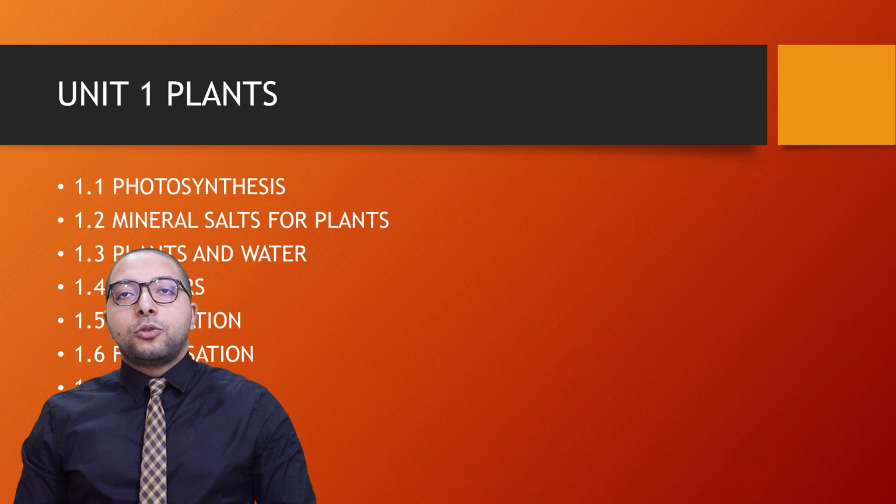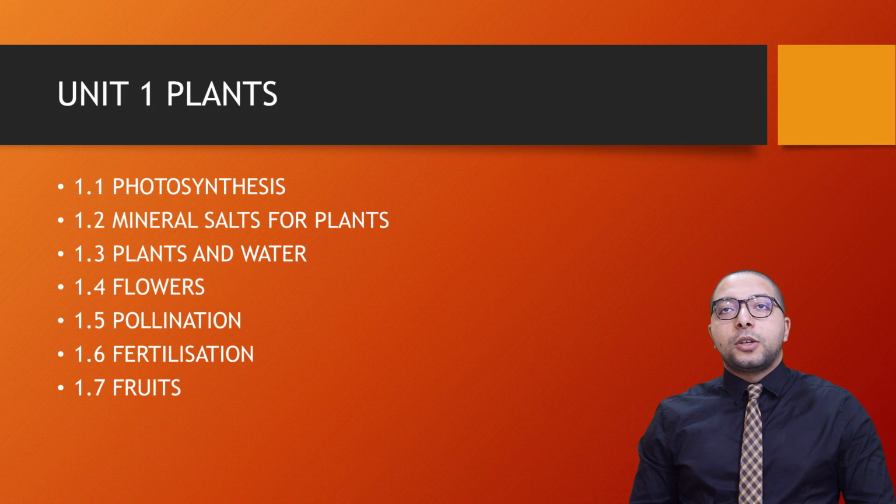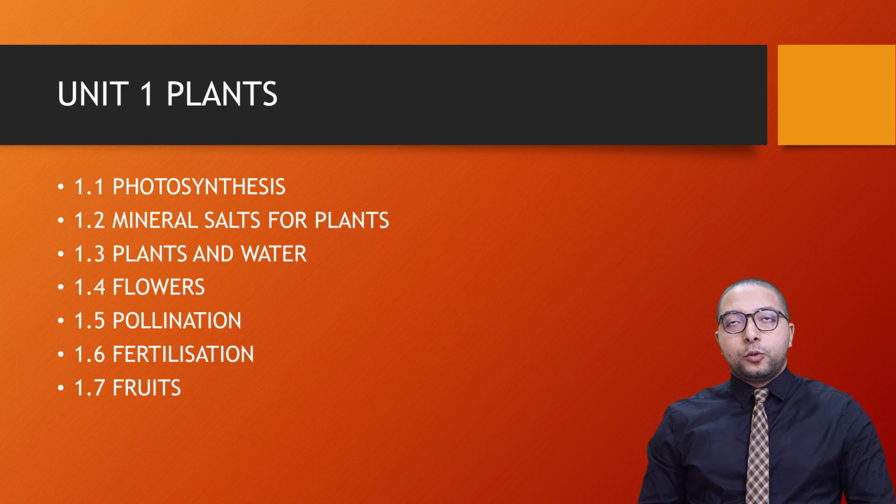Today we're going to discuss the first unit of the Year 9 syllabus. In this unit we're going to take the following topics. The first one is photosynthesis, the second one is mineral salts for plants, then plants and water, then flowers, then pollination and fertilization, followed by fruits.